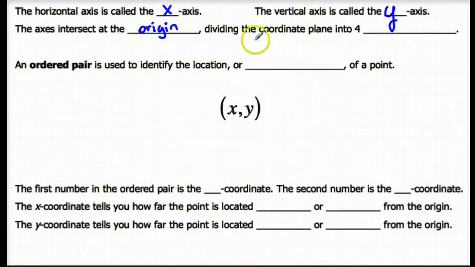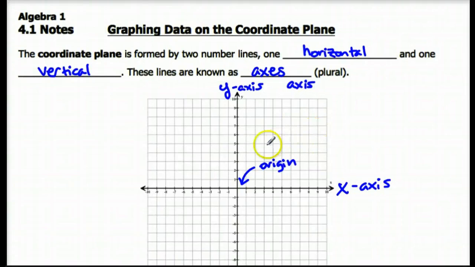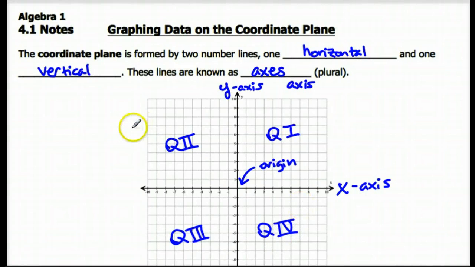And what the origin and the axes do, basically, they divide the coordinate plane into four different quadrants. So we'll refer to those as quadrant 1, 2, 3, and 4. If you're ever talking about a point in this upper right quadrant, that's called quadrant 1. And we usually use a Roman numeral for that. Then if you go counterclockwise from there, the next quadrant, the upper left, would be quadrant 2. And then quadrant 3 would be down here. And then finally we have quadrant 4. Okay, so that's a little bit of a review on the different parts of the coordinate plane, what we call the different parts.